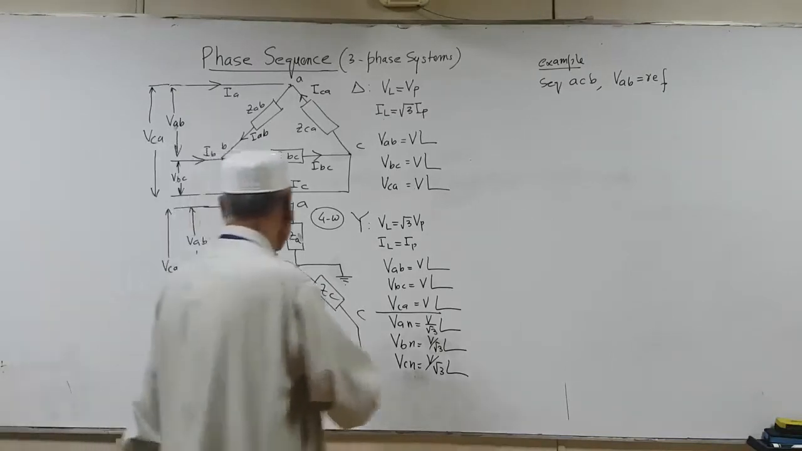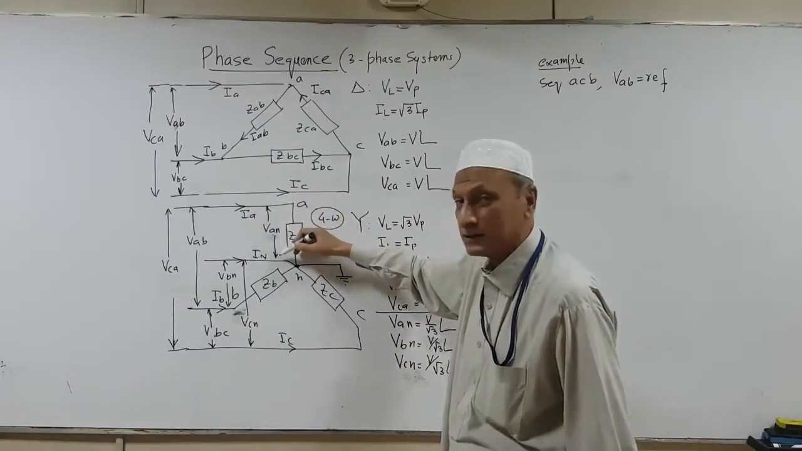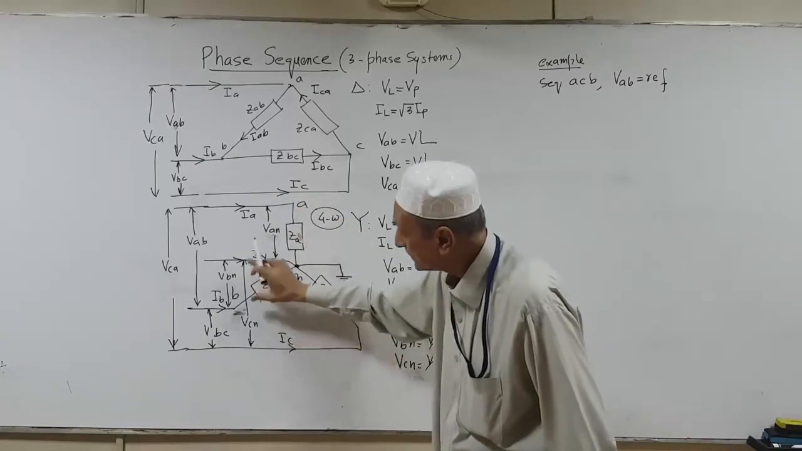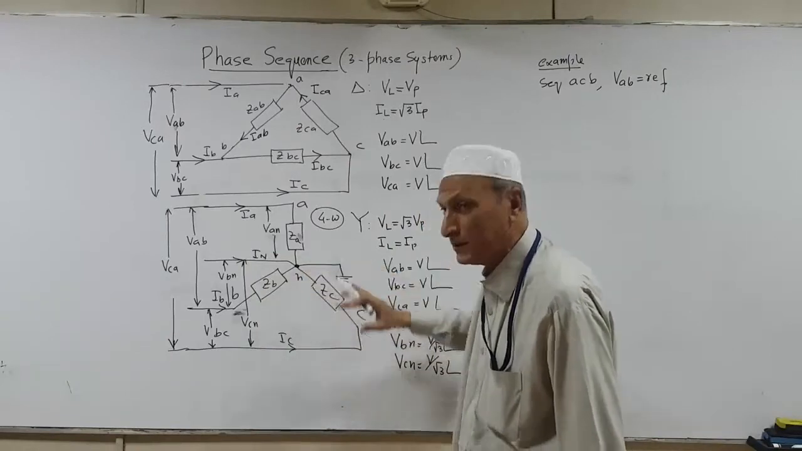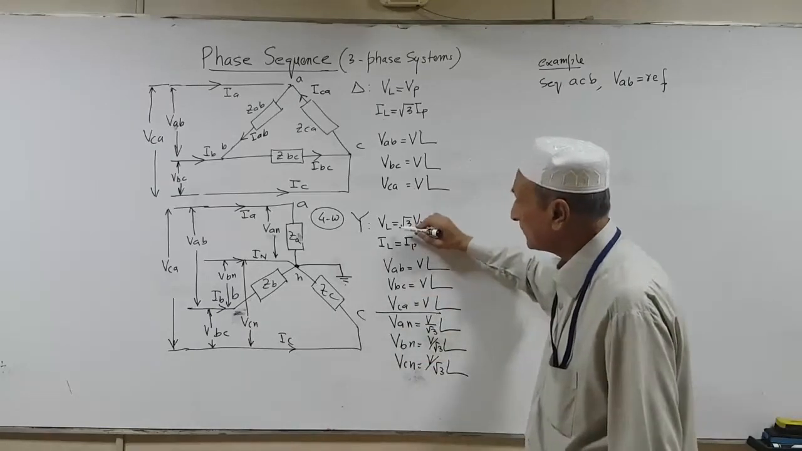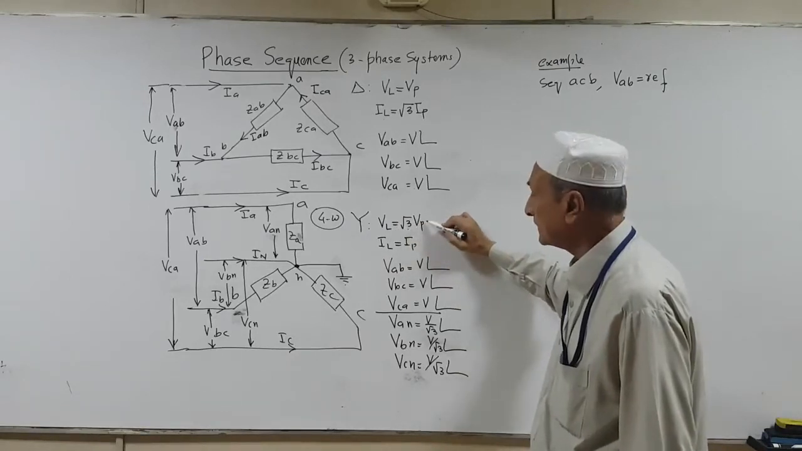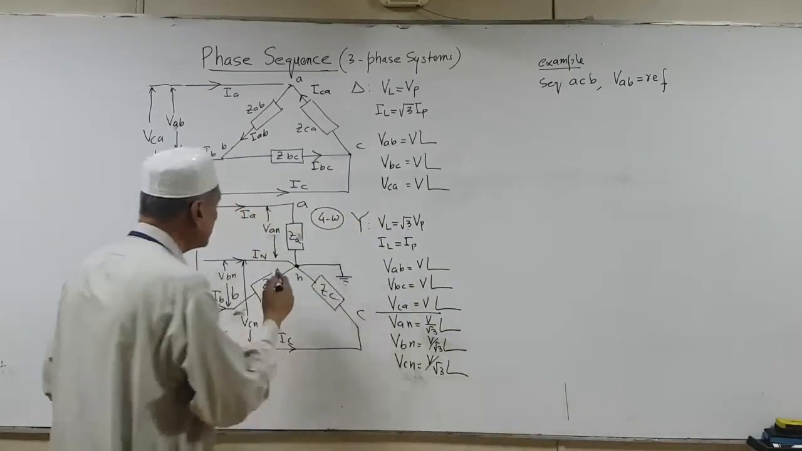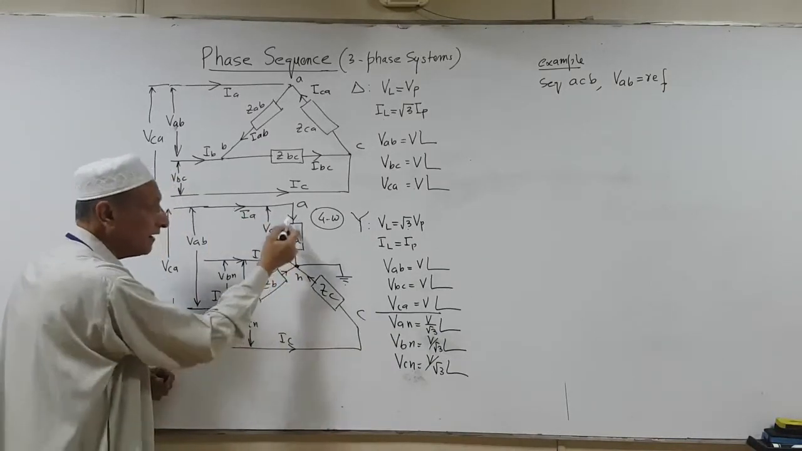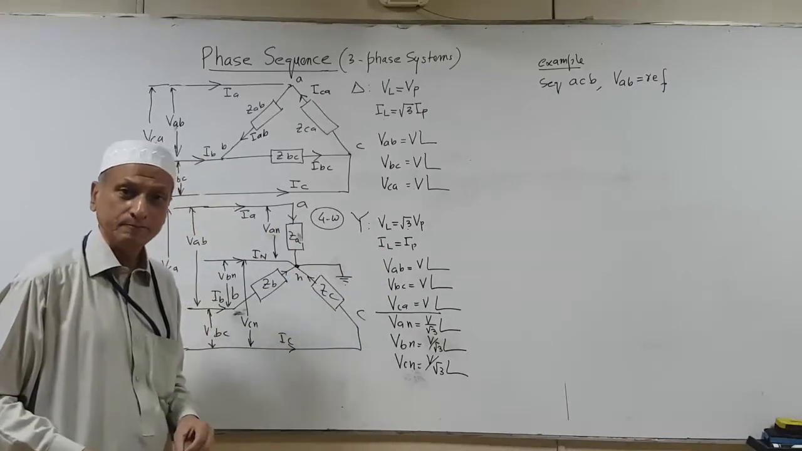Similarly, across each impedance we have a voltage between a line terminal and the neutral terminal. These are VAN across this impedance, VBN across this impedance and VCN across this impedance, and these are the phase voltages. They are not the same as the line voltages. In a balanced system, V line is equal to root 3 times V phase. But the current flowing in the line and that flowing in the individual impedances are the same, so the line current and the phase current are the same.